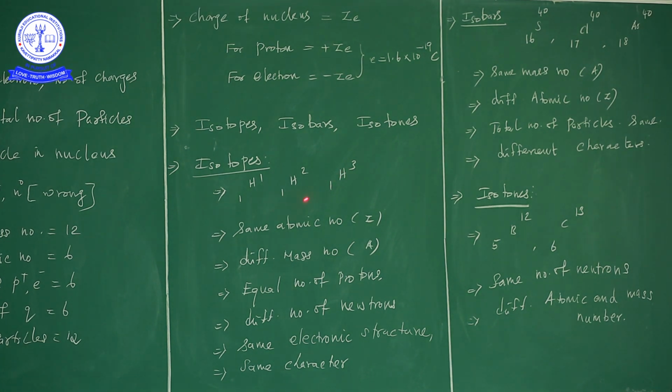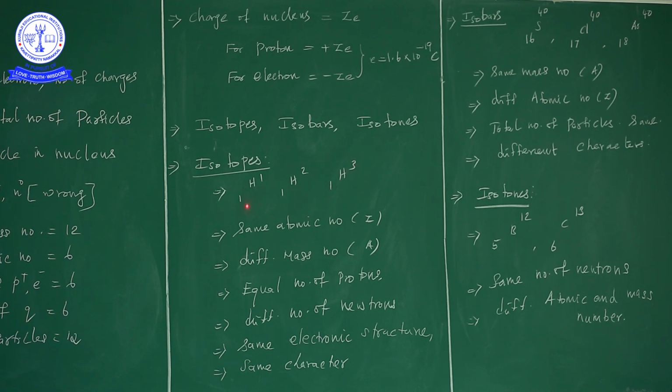Atomic number being the same means they have the same number of protons. But the mass number is different: for 1H1 it is 1, for 1H2 it is 2, and for 1H3 it is 3. So this shows they have different numbers of neutrons. For 1H1 there are no neutrons, only one proton. Here the number of neutrons is 2 minus 1, which is 1. Here it is 3 minus 1, which is 2.